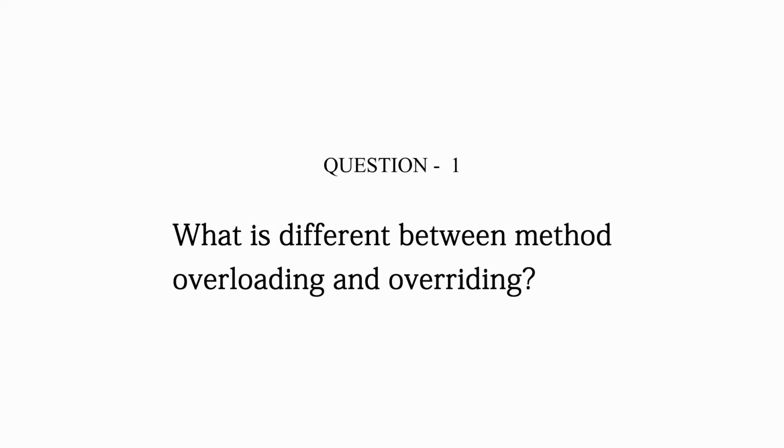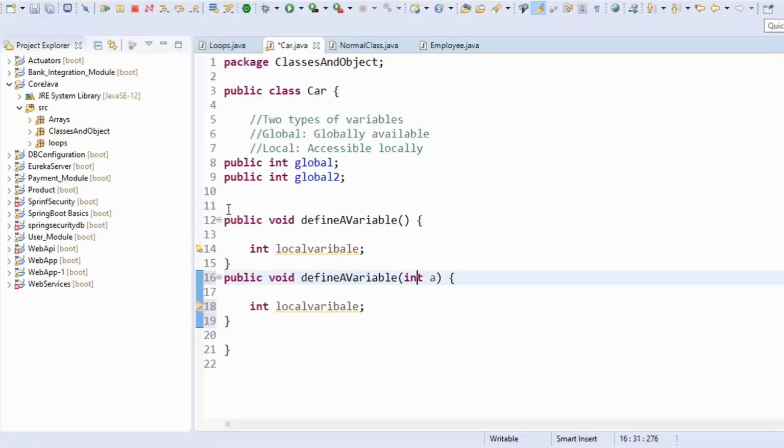Let me show this to you with the help of an example as well. As you can see, I have written two methods here in the class Car. Both methods have the same name, define a variable, but one of the methods has a different parameter. That is what method overloading is.